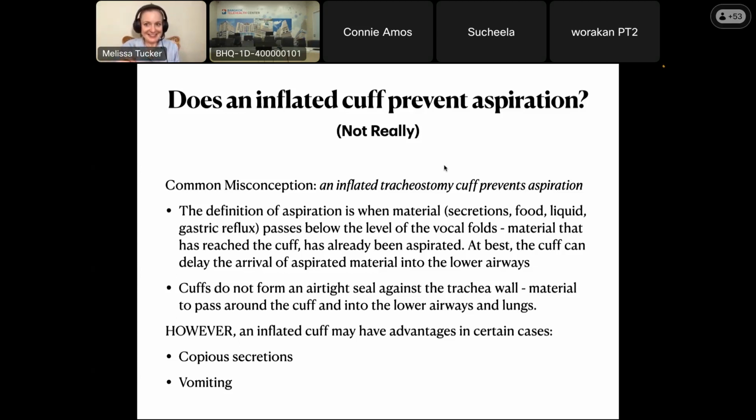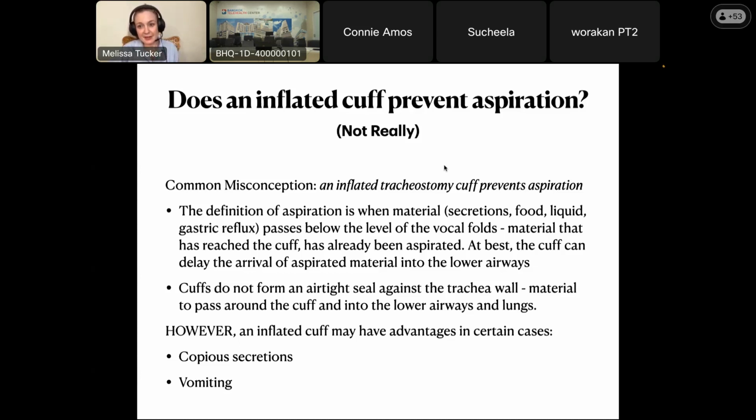That being said, I want to have the caveat to the caveat that there may be some advantages to cuff inflation preventing aspiration in certain cases. Patients who have really copious secretions, the cuff can give you time to suction those secretions before they fall down into the lower airway. And I always, in my clinical practice, recommend cuff inflation for patients who are vomiting, for patients who are having nausea and emesis.